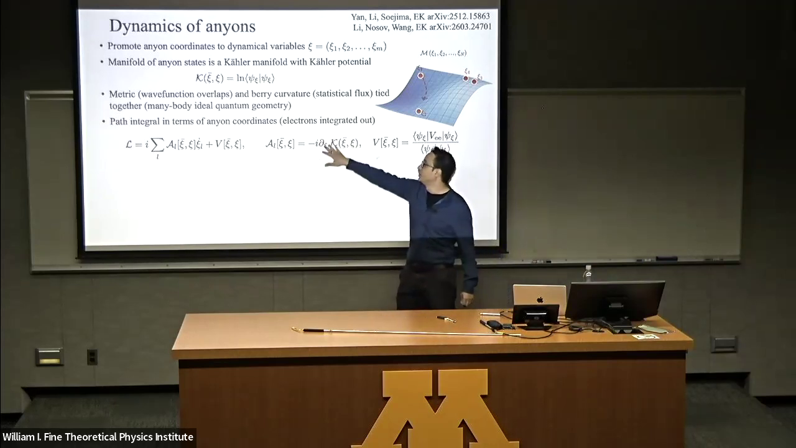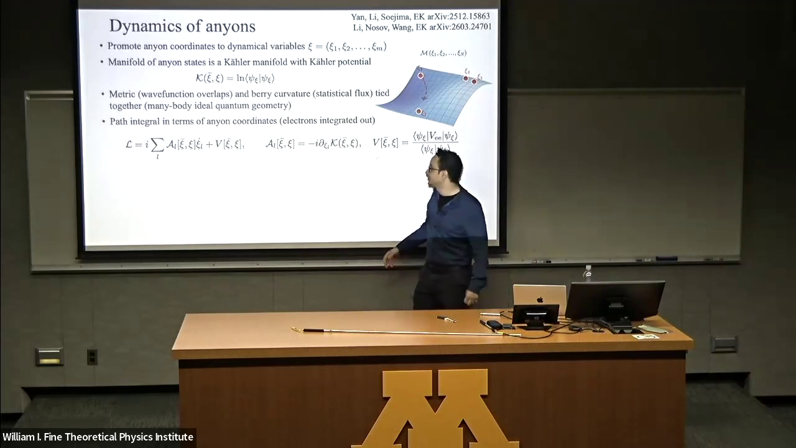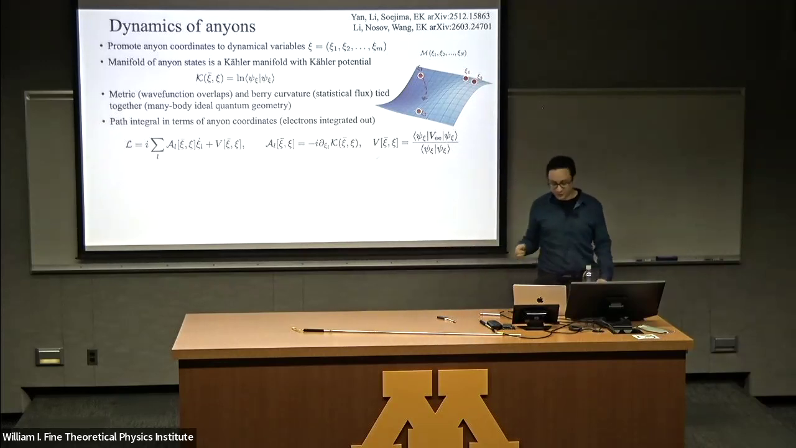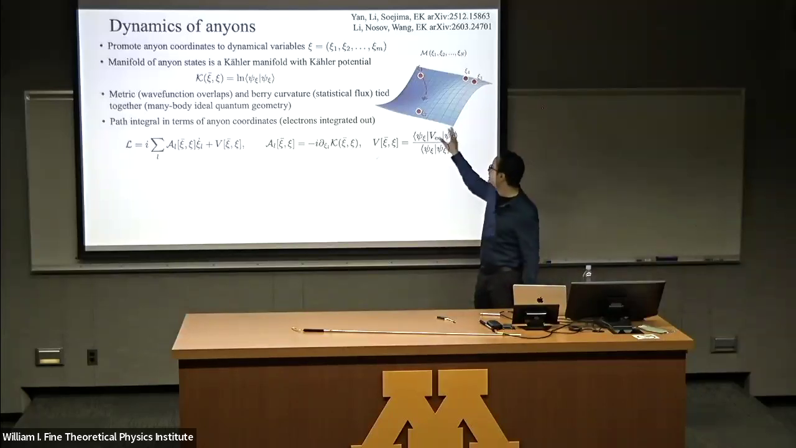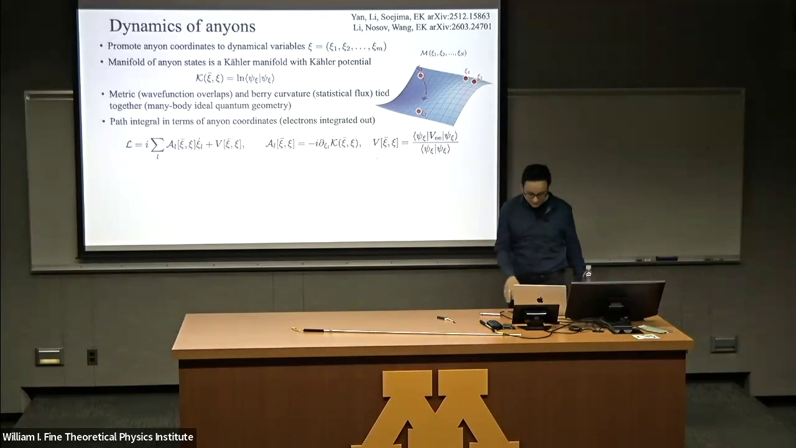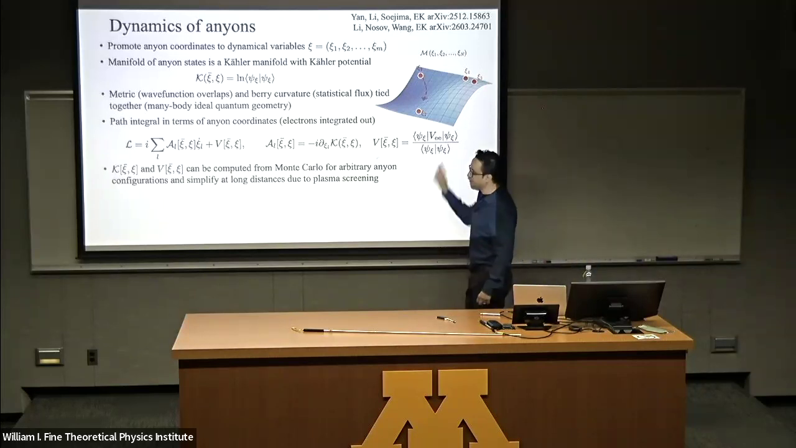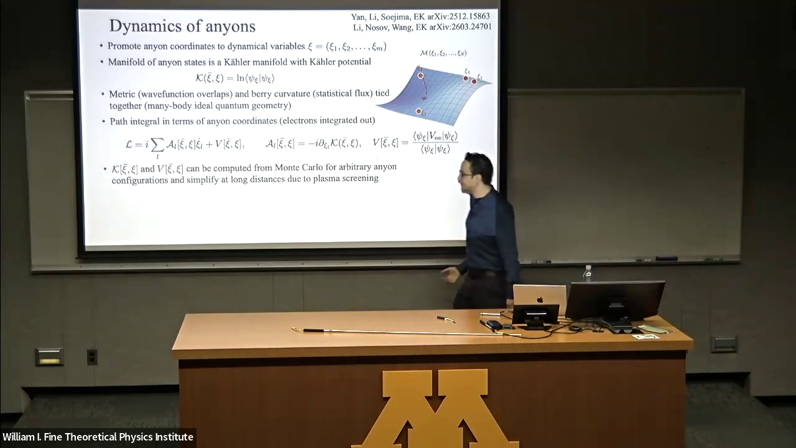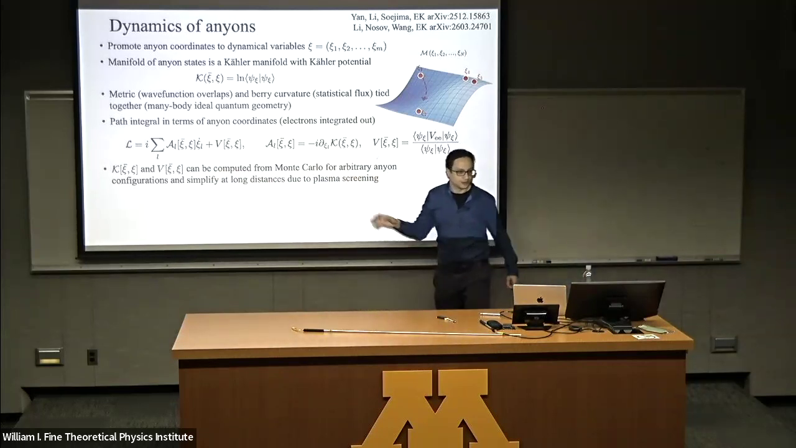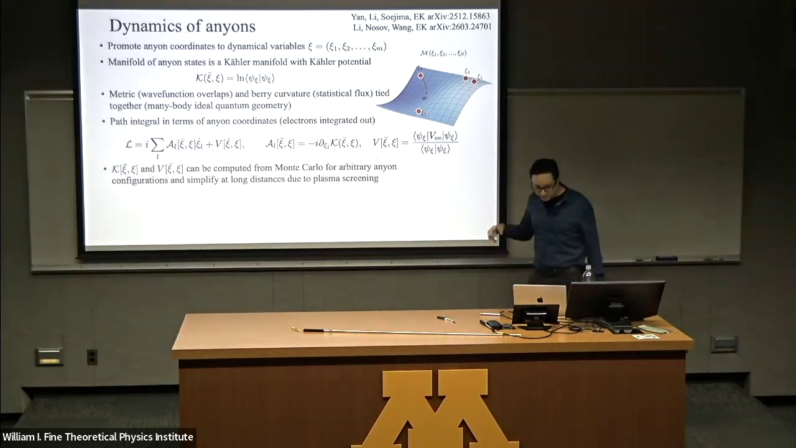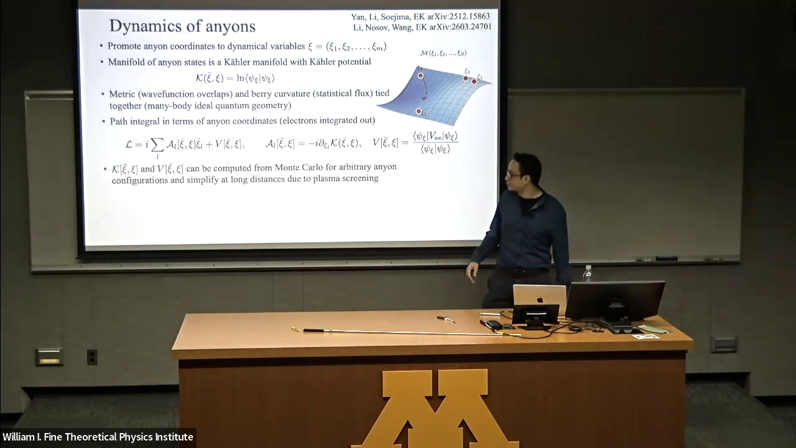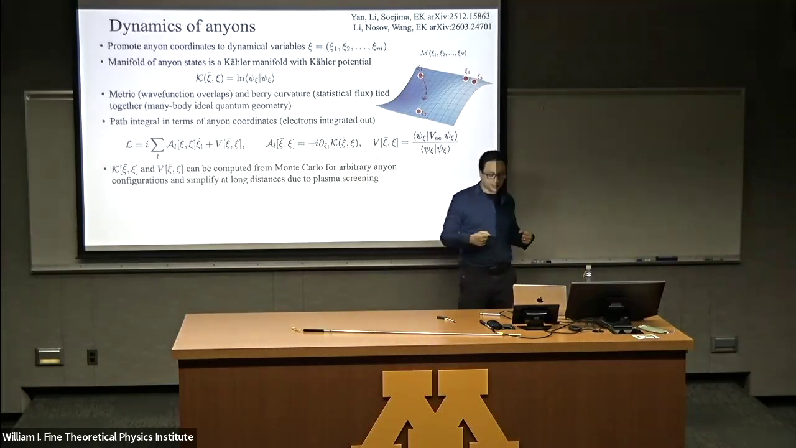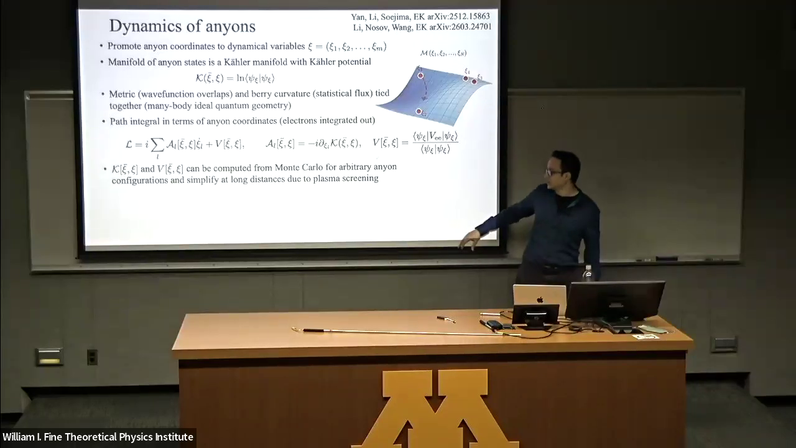One of them is this anyon Berry phase that encodes both the background field and also all the statistical fields felt by the anyon. And the second is the projection of the potential on this space. What makes this very useful, not just in a conceptual way but as a way to actually compute things, is that these two objects can be easily computed from Monte Carlo using the plasma analogy. So this can be done for any anyon configuration. Of course, these simplify at long distances due to plasma screening. But if I'm interested in the short distance physics, I will not do this. But this already makes it very easy to relate to the long distance physics.